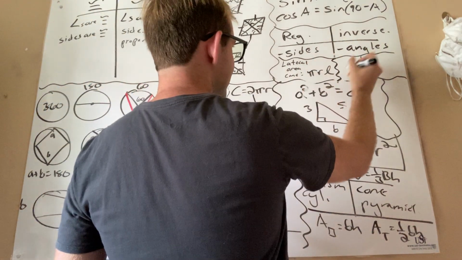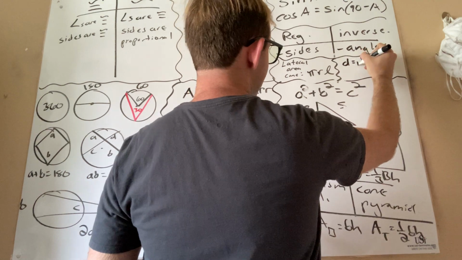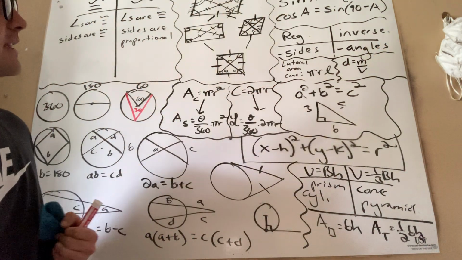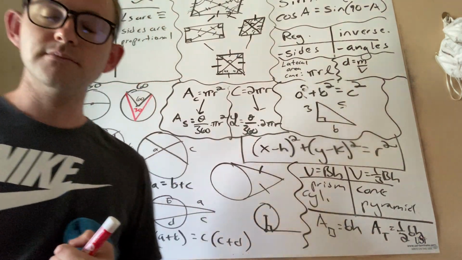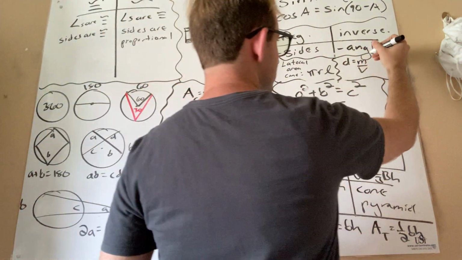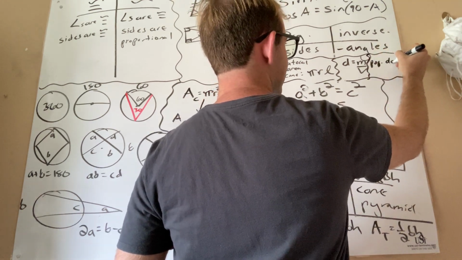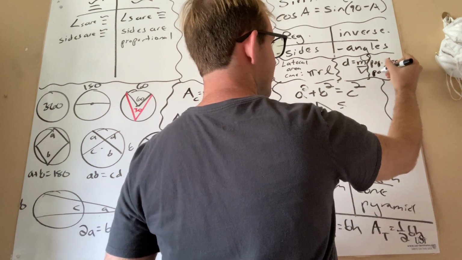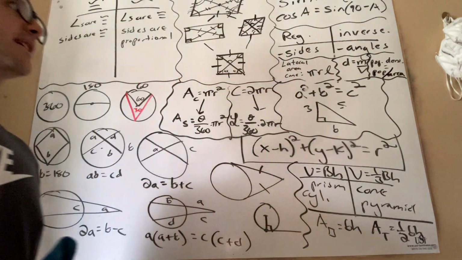And last but not least, we need to remember density. Density comes in two flavors. If we're going to use the chemistry density, it's going to be D equals mass over volume. And if we're going to use population density, that's going to equal population over area, or population divided by land area.